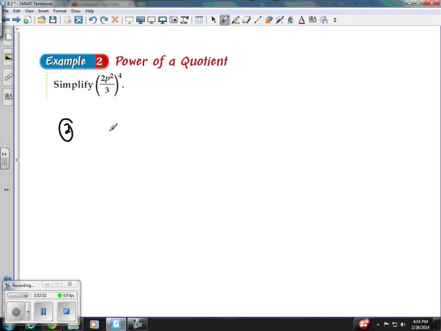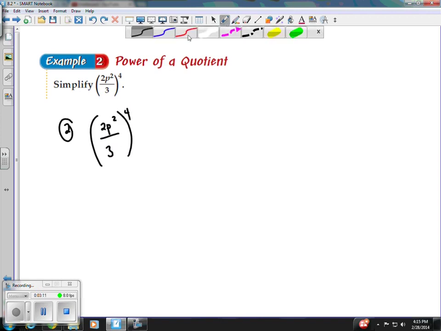So example 2. We have 2p squared all over 3 to the 4th power. So this one has multiple steps in that we need to worry about our exponent and our division. So this is where the order of operations kicks in. We have to use our exponent before we can divide. So we're going to distribute it to everything.